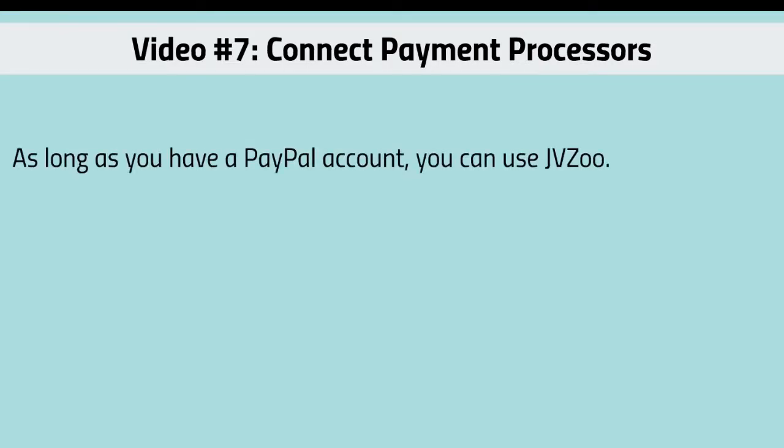Now, as long as you have a PayPal account, you can use JVZoo. With a PayPal account, you can do a number of things, such as when the payments come in, if you have a partner, you can split that payment between you and your partner. And if the refund happens, the money will be pulled out. Or if you have an affiliate, you can do instant payments where the money will be split and paid out throughout. Now, you can only do that with PayPal.